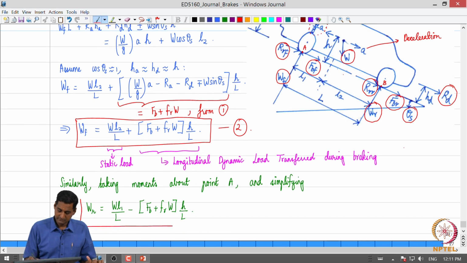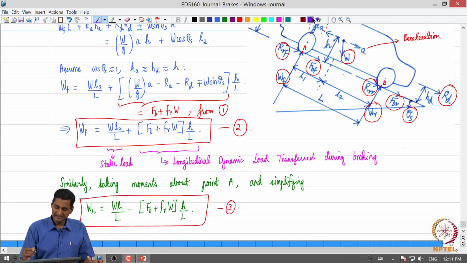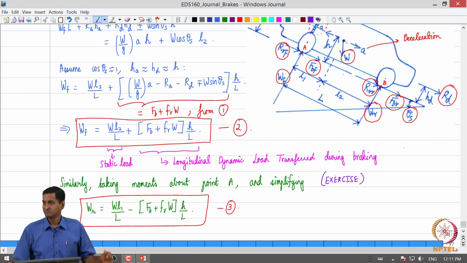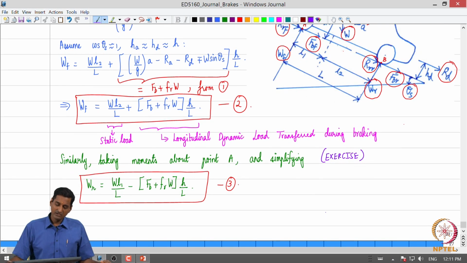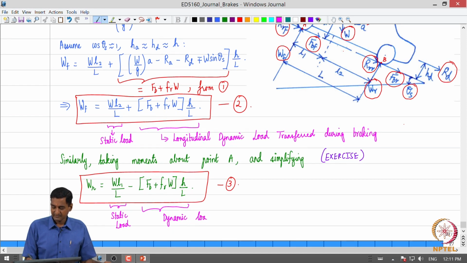Okay. Let us call this equation 3. So, this I leave it to you as an exercise, right. It is pretty straightforward, right. So, you will get this one. So, immediately we can observe that WL1 by L is the static load and FB plus FRW times H by L is the dynamic load transfer, right, during braking from the rear wheels, right.